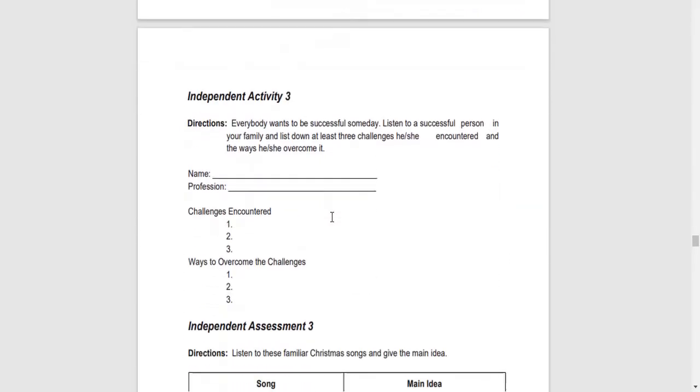And then, independent activity number 3, all you need to do is to interview. No need to go outside. Interview one of your family members and then list 3 challenges he or she encountered and the way he or she overcame them. So, write the name of the one that you interview. What is his job? If there is no job, write none. And what are the challenges or problems that he or she encountered, and the things that he or she does to overcome those problems.